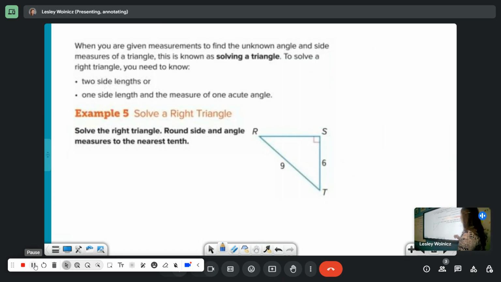Sometimes we are given some measurements to find the unknown angle and side measures of a triangle, and this is called solving a triangle. To solve a right triangle, you need to know either 2 side lengths or 1 side length and the measure of 1 acute angle. So that's a total of 3 pieces of information if you count the right angle, right? Because if it's a right triangle, you automatically get the right angle.